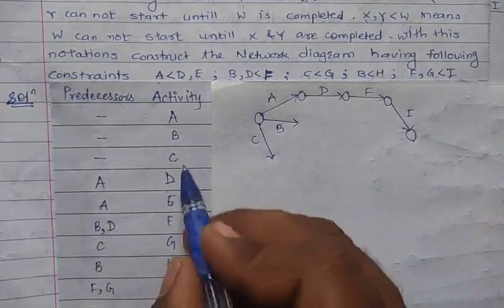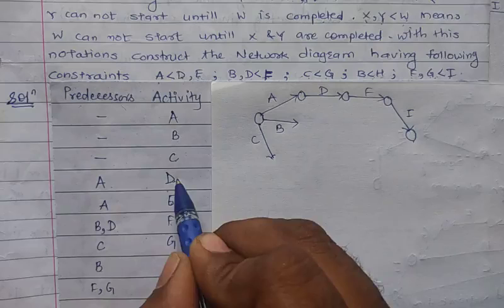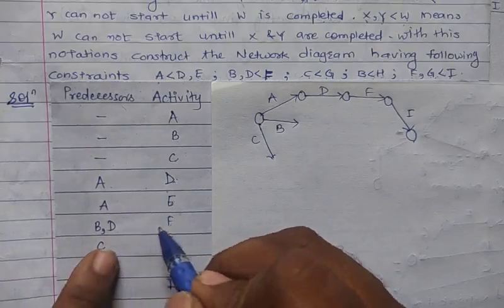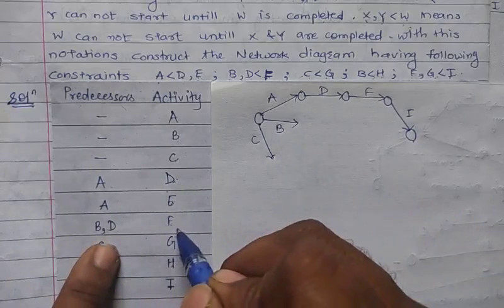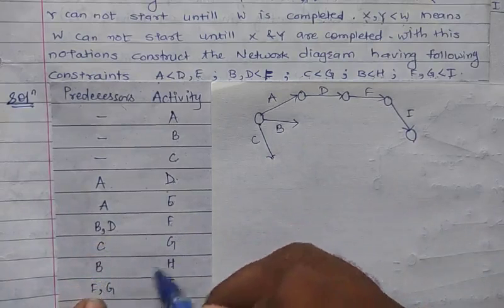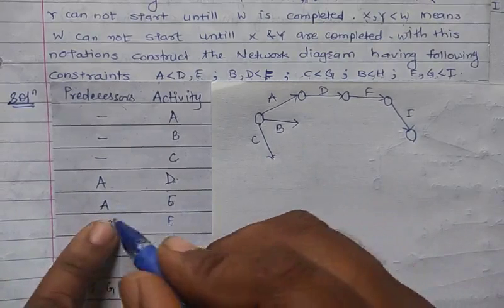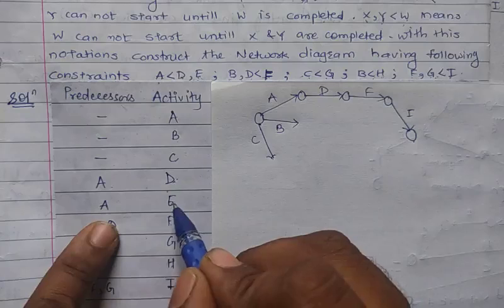Okay, so here A goes to D is done. Next, D goes to F is done, and F goes to I is done. Next event is A goes to E.